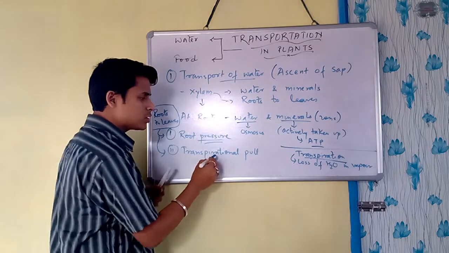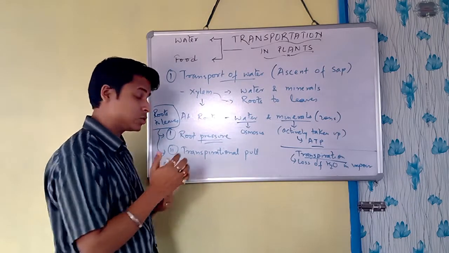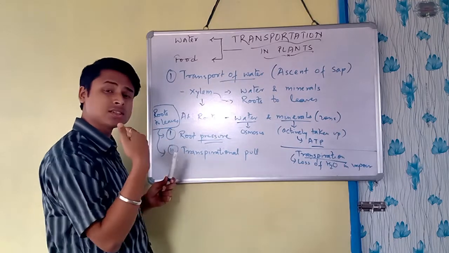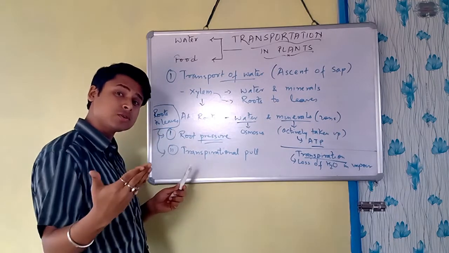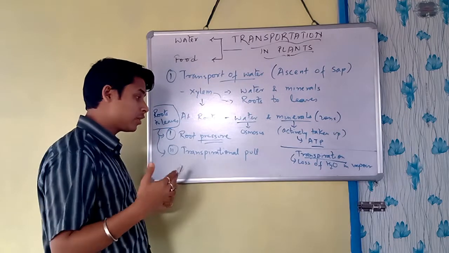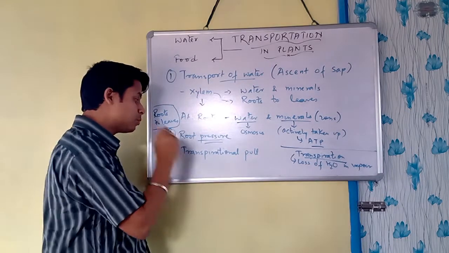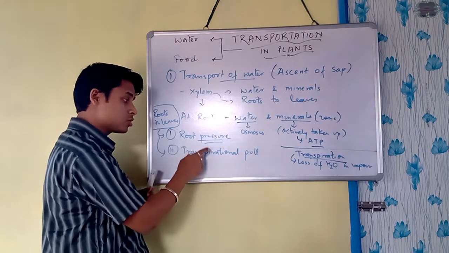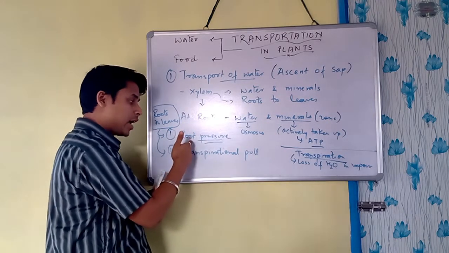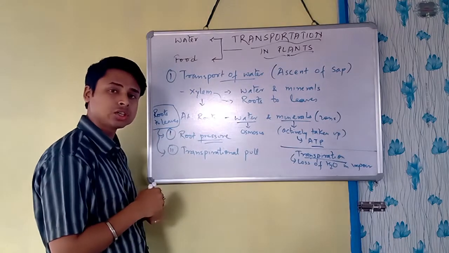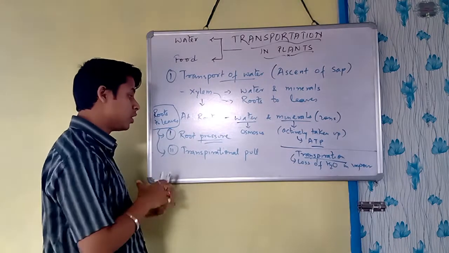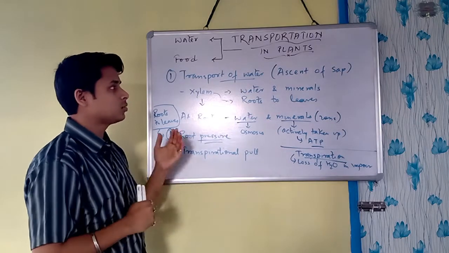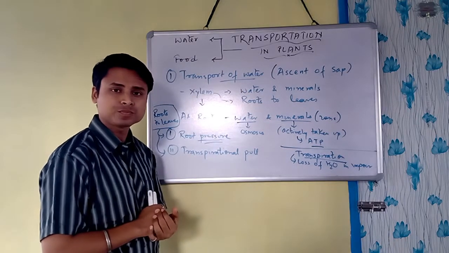Now transpirational pull happens especially in the daytime, so it mostly helps in the daytime. Because of the sunlight only, transpiration has to occur, but it doesn't happen in the night time, so there is no transpirational pull. In that condition, at night the root pressure comes into action, or it mostly helps. Likewise, root pressure and transpirational pull help in the transportation of water.